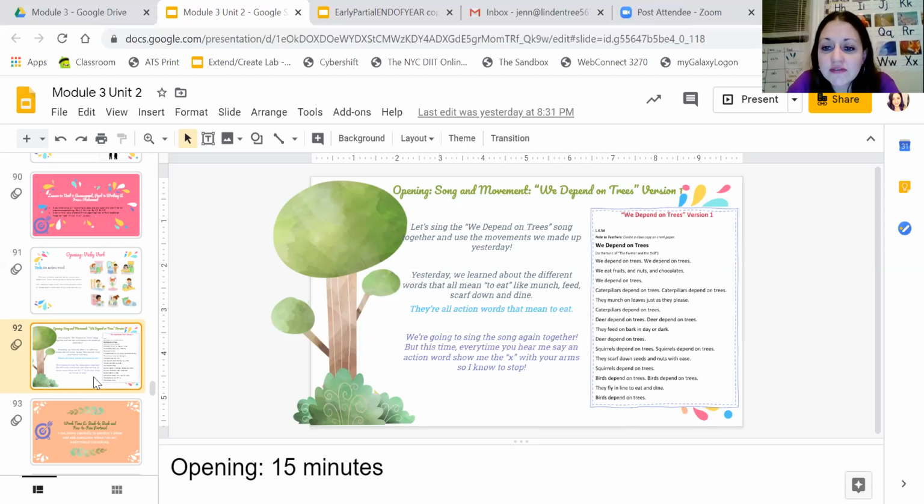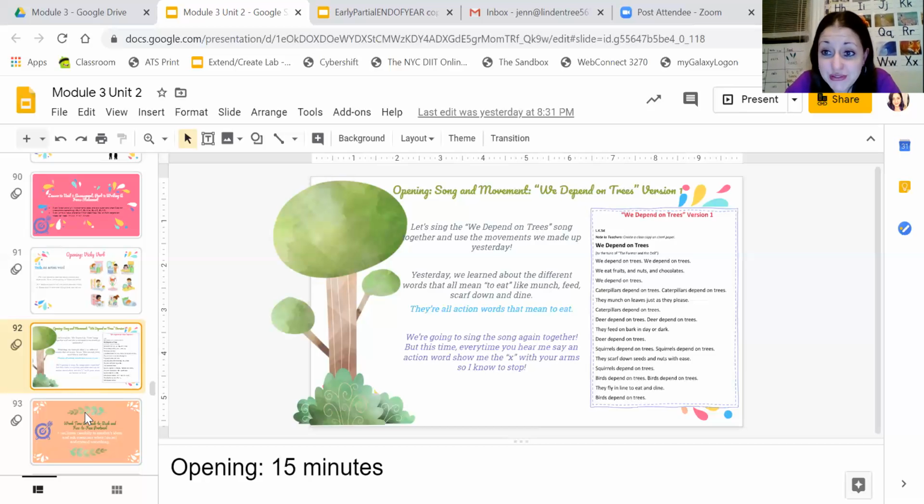They munch on leaves just as they please. Caterpillars depend on trees. Deer depend on trees. They feed on bark in day or dark. Deer depend on trees. Squirrels depend on trees. They scarf down seeds and nuts with ease. Squirrels depend on trees. Birds depend on trees. They fly in line to eat and dine. Birds depend on trees. So there's our song.